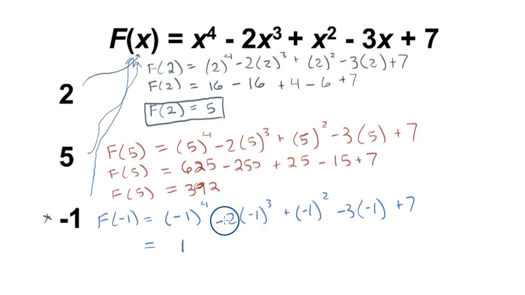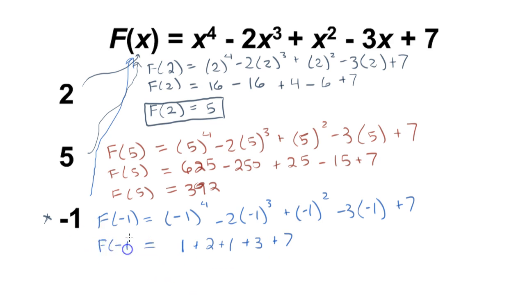So we're going to have -2 times -1. That's going to get us +2. Continuing with -1 squared. Again, that's an even exponent on a negative. We're going to get +1. And here we get a -3 times -1. That should be +3. The 7 doesn't change, and we're ready to simplify.